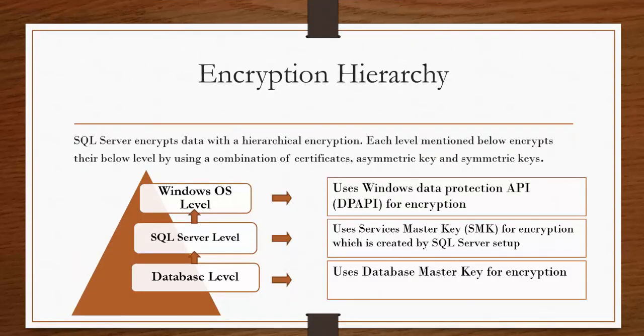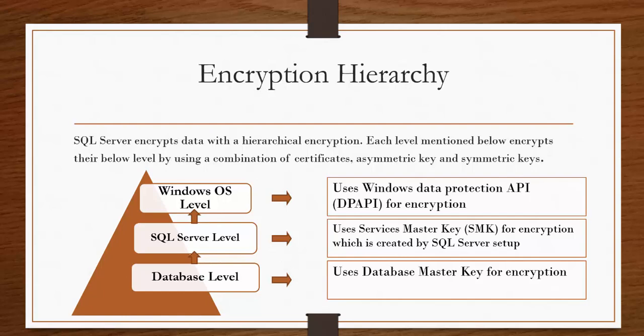SQL Server uses encryption keys to encrypt the data, but that encryption key itself is stored encrypted using other keys or a password. As shown in this encryption hierarchy, each layer encrypts the layer beneath it by using a combination of certificates and symmetric keys. The top layer is the Windows OS layer, which uses the Windows Data Protection API for encryption. And then we have the SQL Server layer, which uses a Service Master Key for encryption.